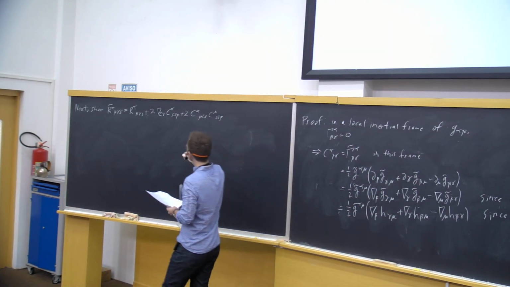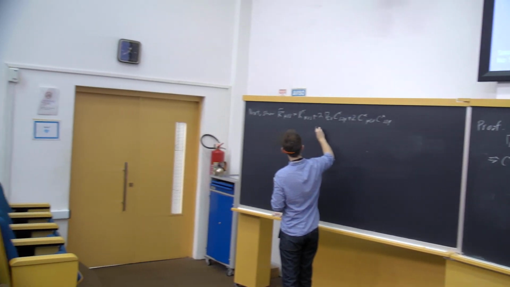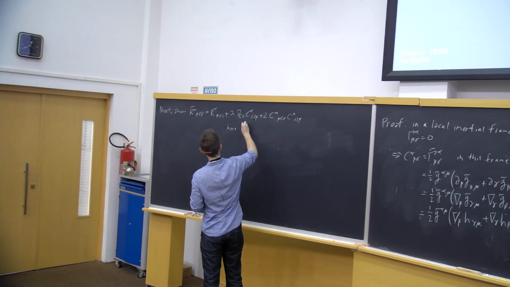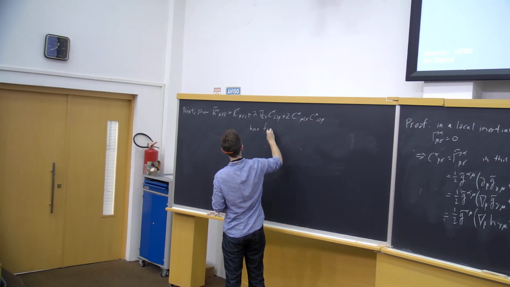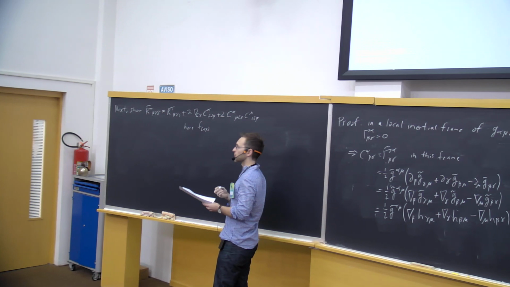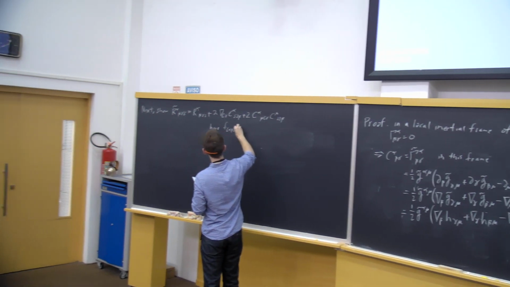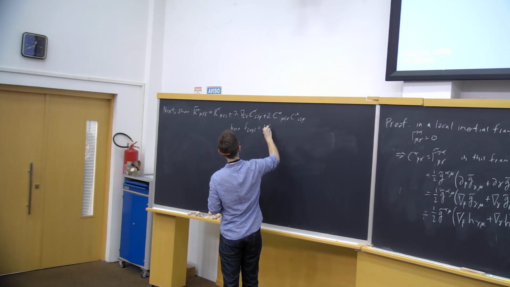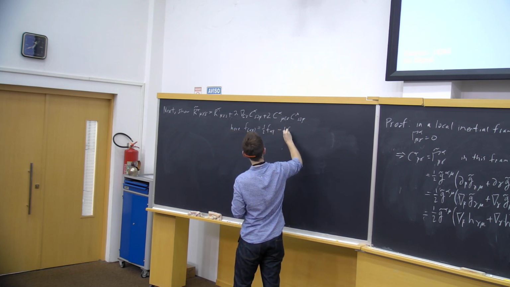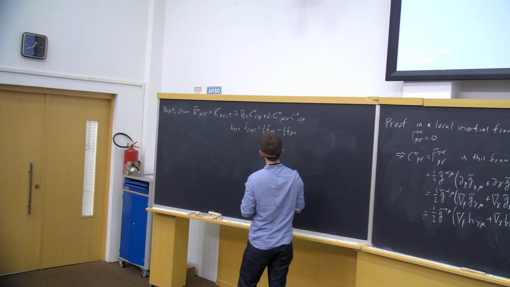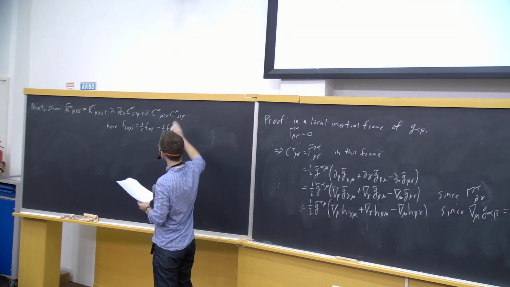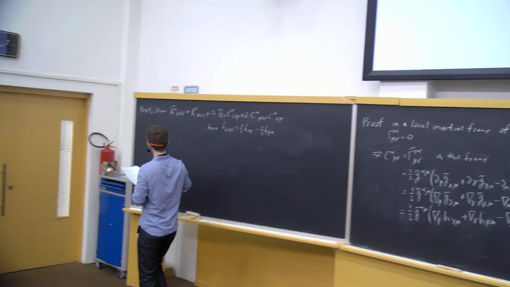where here these square brackets denote anti-symmetrization. So if we have some tensor f alpha beta, and I take the square brackets of those two indices, that's 1/2 f alpha beta minus 1/2 f beta alpha. Okay, so let's prove this relationship.